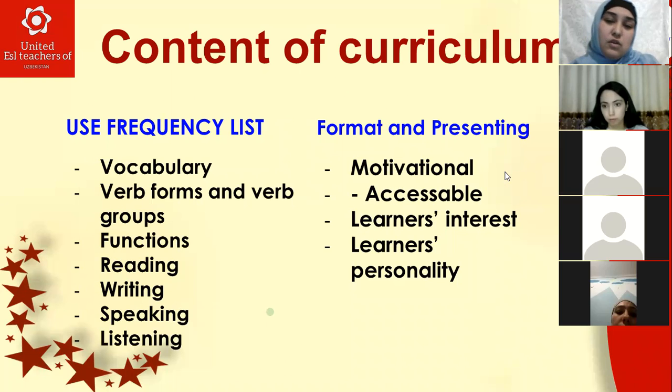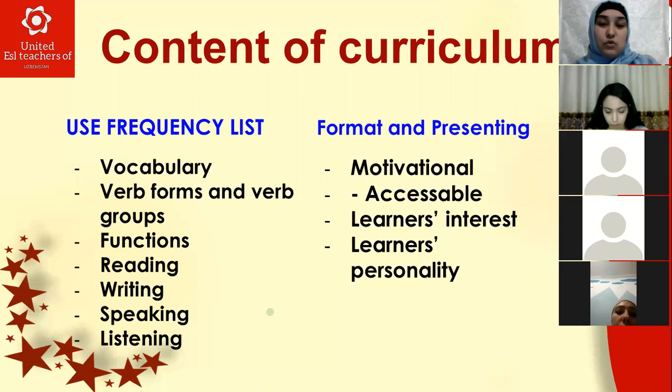Also, if you notice, all of these steps and all of this part of the curriculum are connected to the needs analysis. What the learner said in the needs analysis, according to that, we can develop this curriculum.